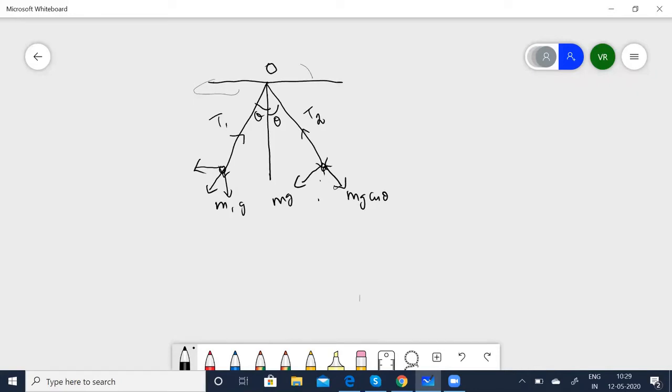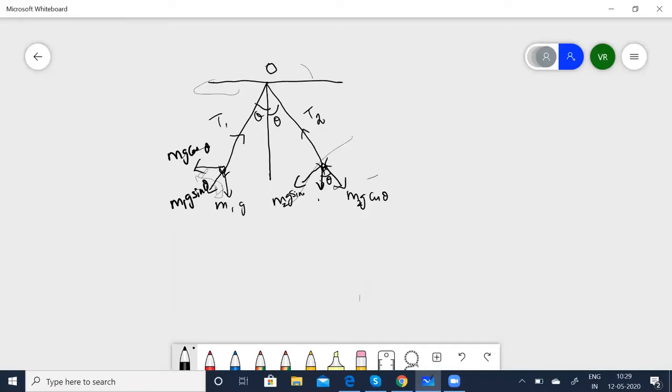So we have taken this mass as m2, right? m2g cos theta and m2g sin theta. So the weight is now going to be along this direction. This angle is now going to be theta. Same way here also, this is m1g. Obviously, this is going to be m1g sin theta, and this is going to be mg cos theta.